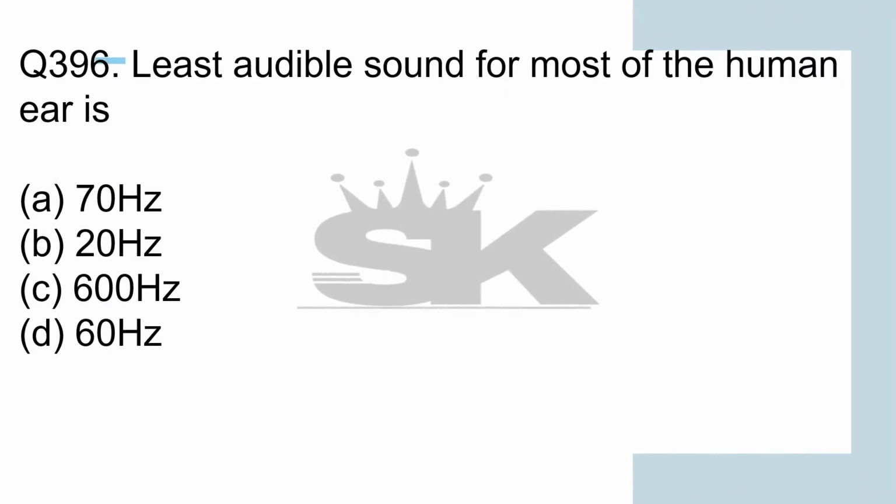Least audible sound for most of the human ear is... It is option B, 20 Hz. So the ear can hear sounds ranging from 20 Hz to 20 kilohertz. Okay, this is the audible range.